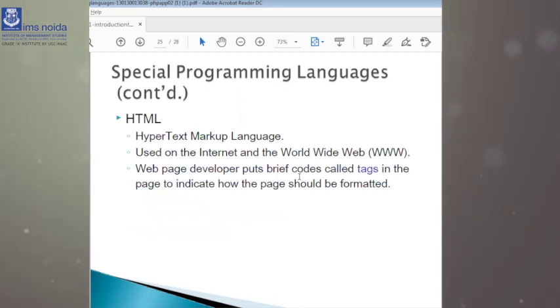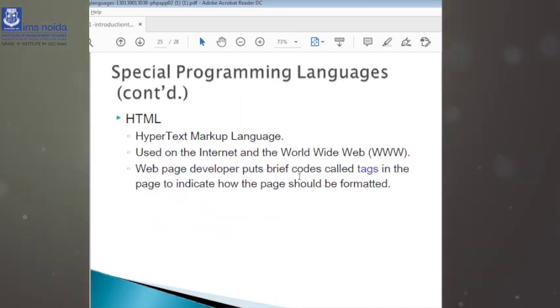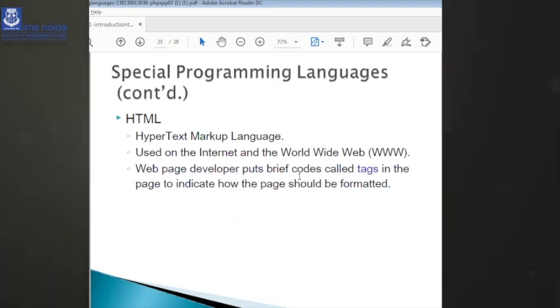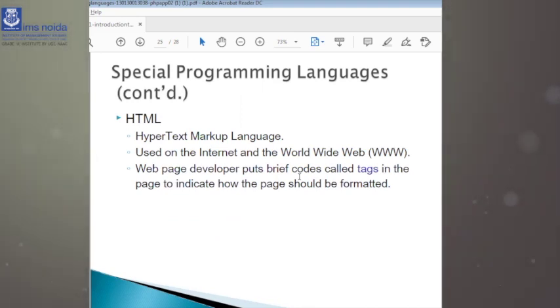HTML is also a scripting language, the hypertext markup language used on the internet and the World Wide Web, the collection of web pages. Web pages are developed with brief codes called tags in the page to indicate how the page should be formatted, and how a client communicates with the user and with the server.